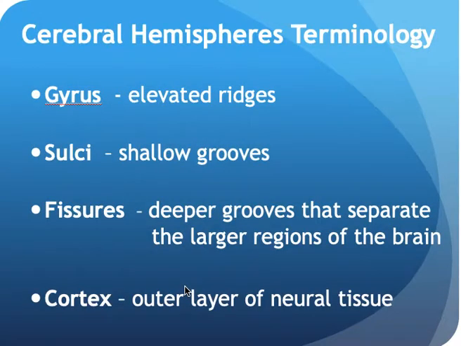And then we get a bunch of different little terminology, and these are the cerebral hemisphere terms. So I get a gyrus, which are these elevated ridges. Most of you have seen pictures of the brain, and you see that it has these little elevated ridges, so the proper term for that is gyrus.